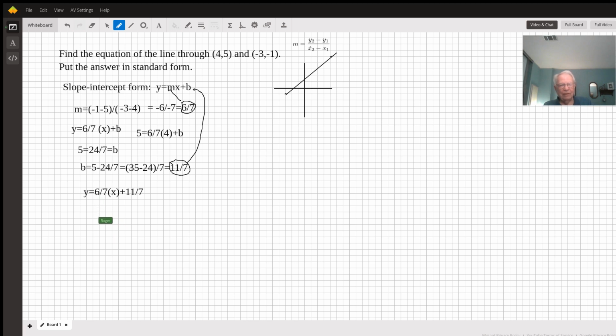Now it turns out that it didn't matter that I used the 0.45. I could have used the point -3, -1, and you get the same value for B. So it doesn't matter which point you use, all the points on that line will give you the same values. But the problem didn't ask for that in slope-intercept form. Usually they do ask for it in slope-intercept form, but this one wanted it in standard form. So let's talk over here about standard form for a minute.